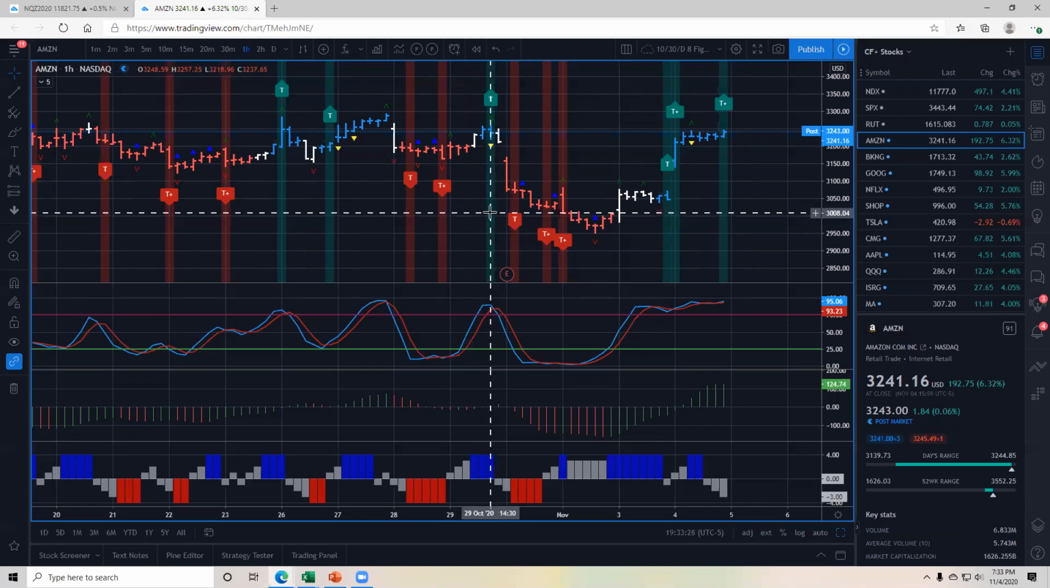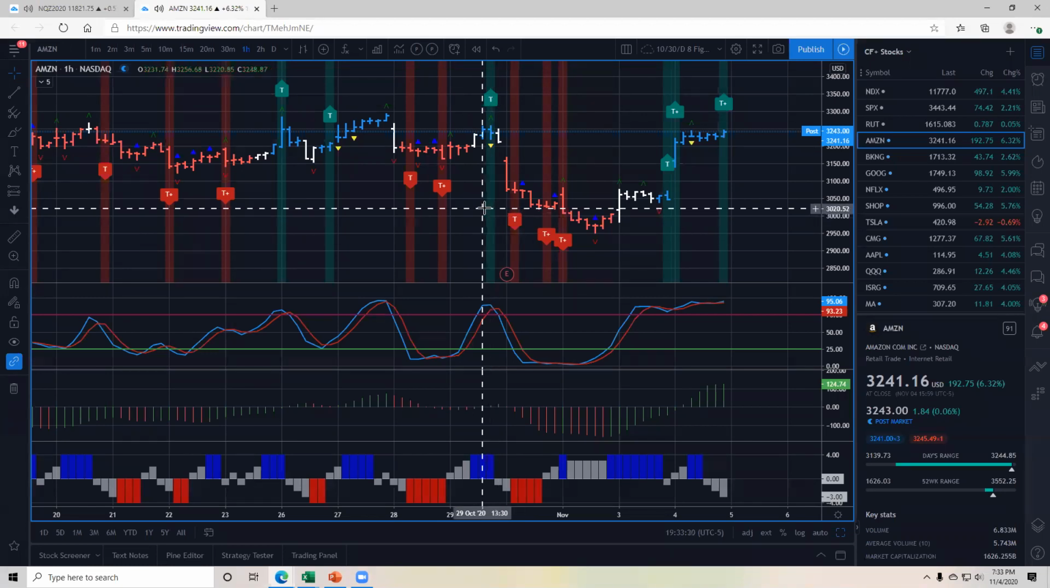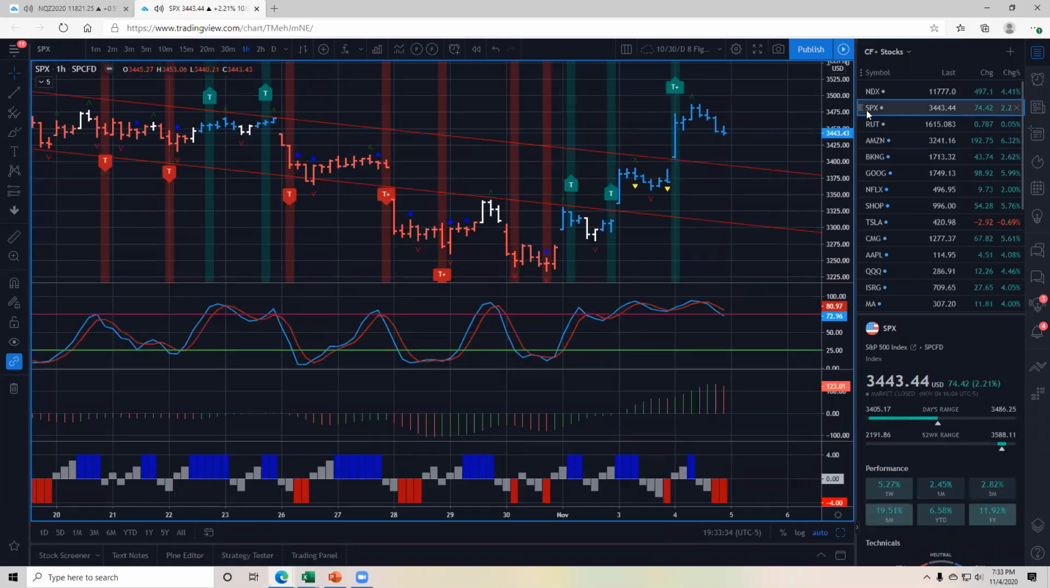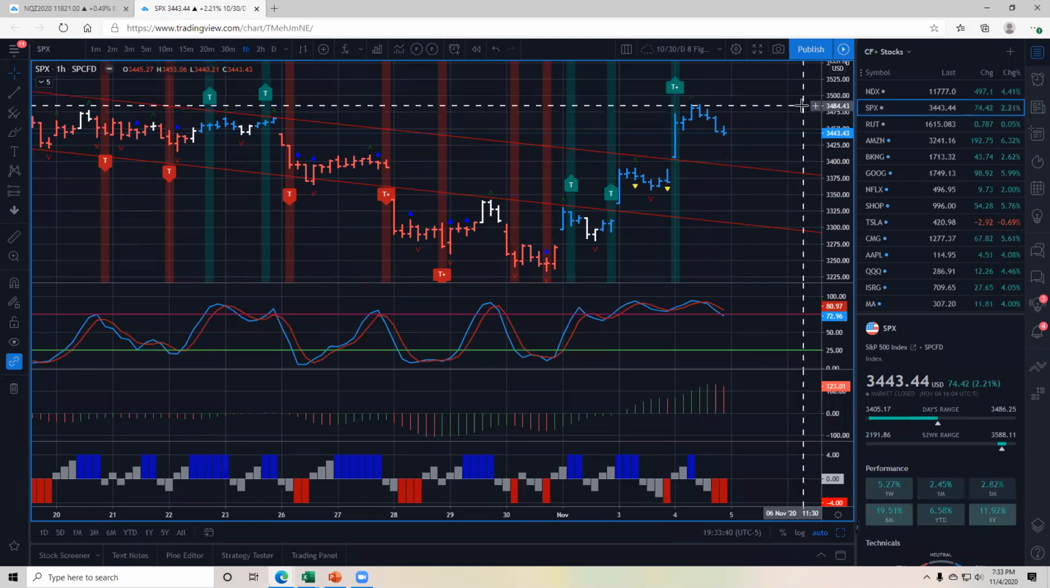So you can trade these using a stock chart. You can trade them using an ETF, using an index. S&P 500 has been great to trade these, and you can trade them using futures charts.